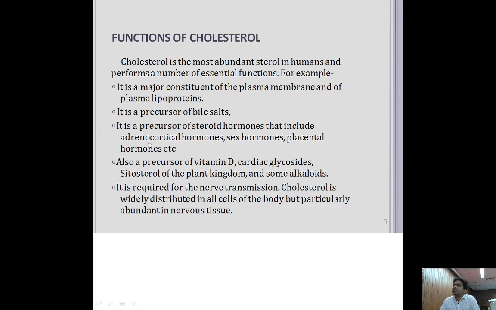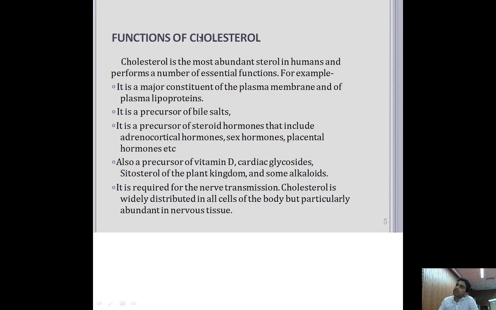Next, cholesterol is the precursor of steroid hormones. Steroid hormones are adrenocortical hormones, sex hormones, and placental hormones. Another homework is you have to find out what the adrenocortical hormones are. You would have heard only of cortisol, aldosterone and so on. So you have to go back and read what the adrenocortical hormones are, names only, and sex hormones and placental hormones. These two you have to know. They might come in your exam.